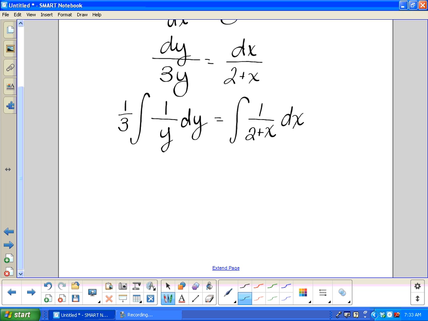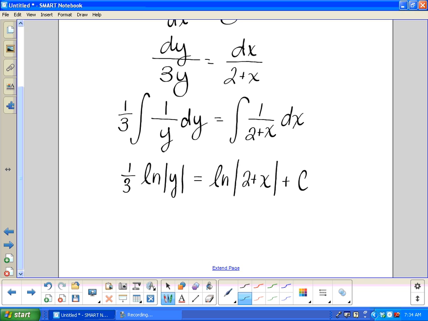And now integrate both sides. 1 over something, 1 over something. I'm probably going to end up with some natural logs. So I end up with 1/3 the ln of the absolute value of y is equal to ln of the absolute value of 2 plus x plus c. It's pretty simple, integrating things that you already know how to do. Now we have some kind of tricky algebra to get this thing solved for y. In order to get rid of the ln, and I actually have an ln on both sides, I'm going to have to use my e base.